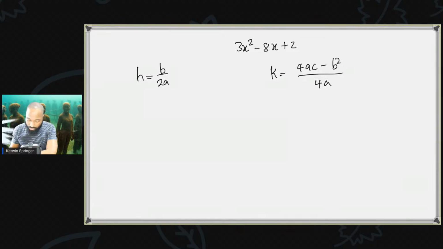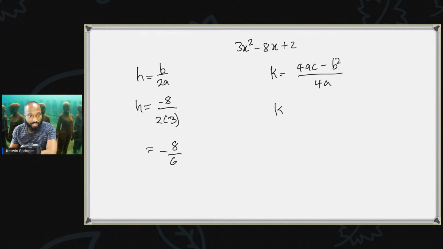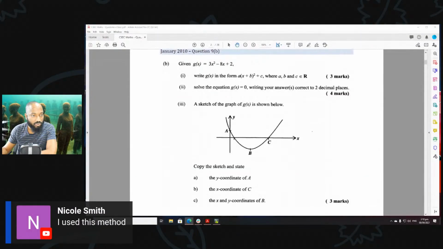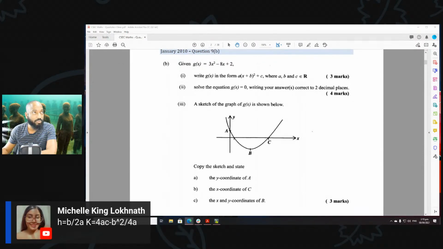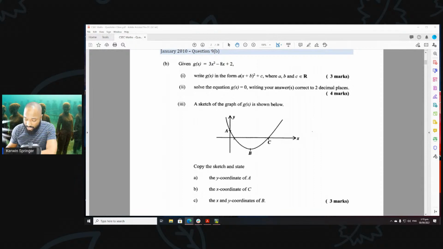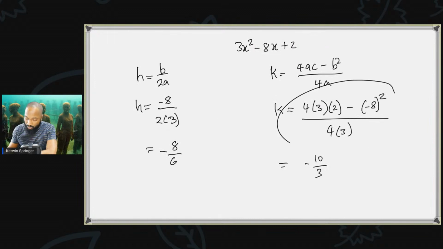And then you substitute. So H is equal to negative 8 over 2 times 3. So this is negative 8 over 6. That's good. We found out what H is. And K, I use this method, says Nicole. Well done, Nicole. Isabella with the formulas. Pay attention to some of the comments that you see in the live chat. And K is equal to 4 by 3 by 2 minus negative 8 squared all over 4 by 3. And hopefully this gives you negative 10 over 3. Put this whole thing into a calculator in bulk.